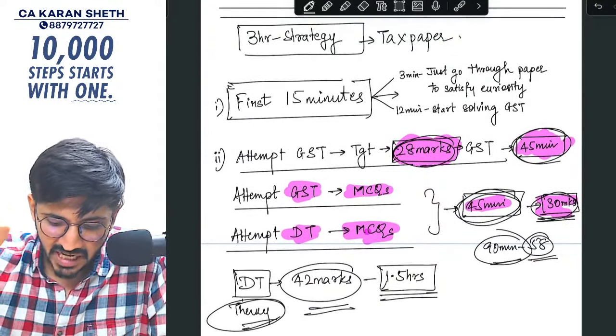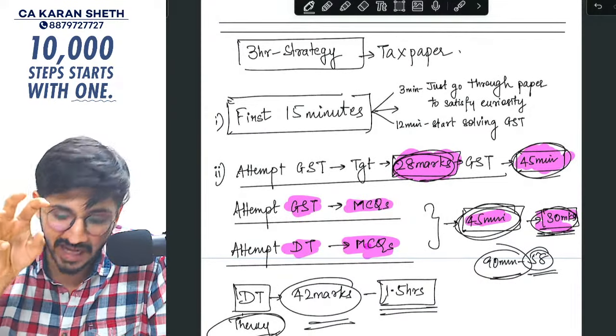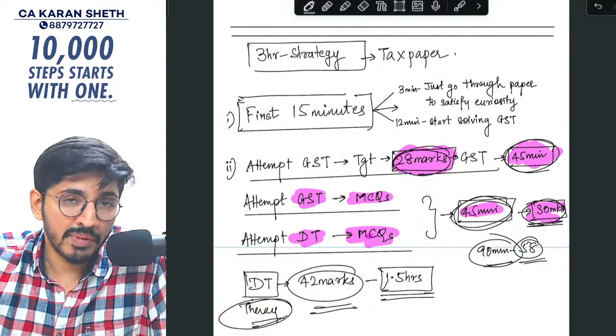So remember that very well. So this is the 3 hour strategy, okay, that you can use in your tax paper. Just make sure that you remember it very well.